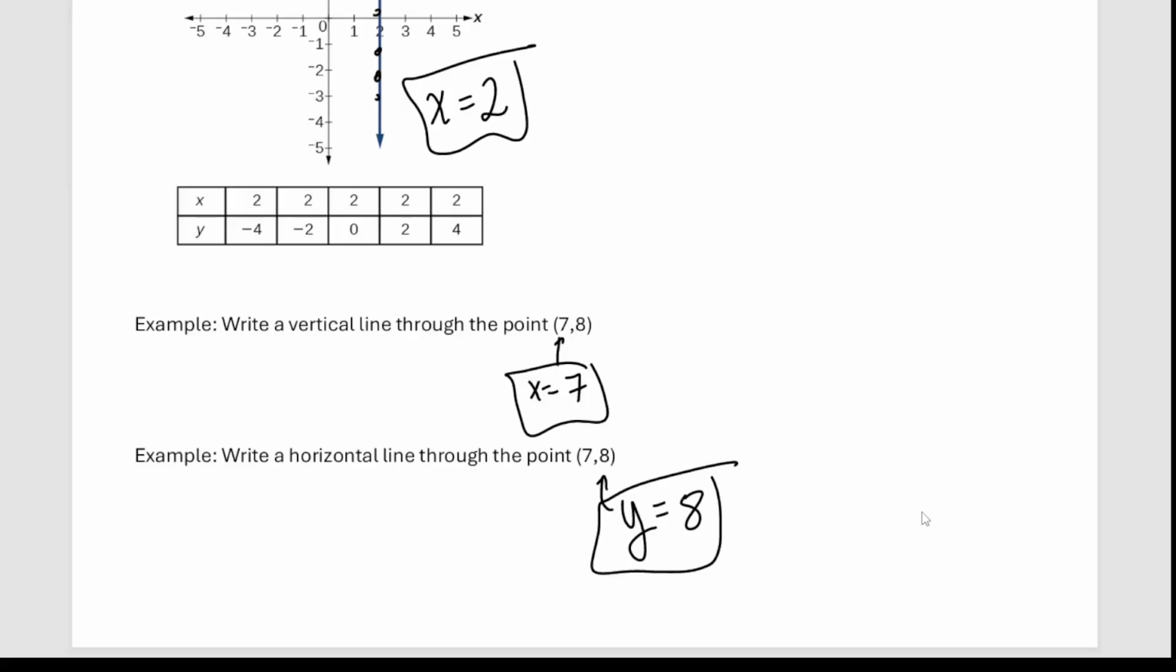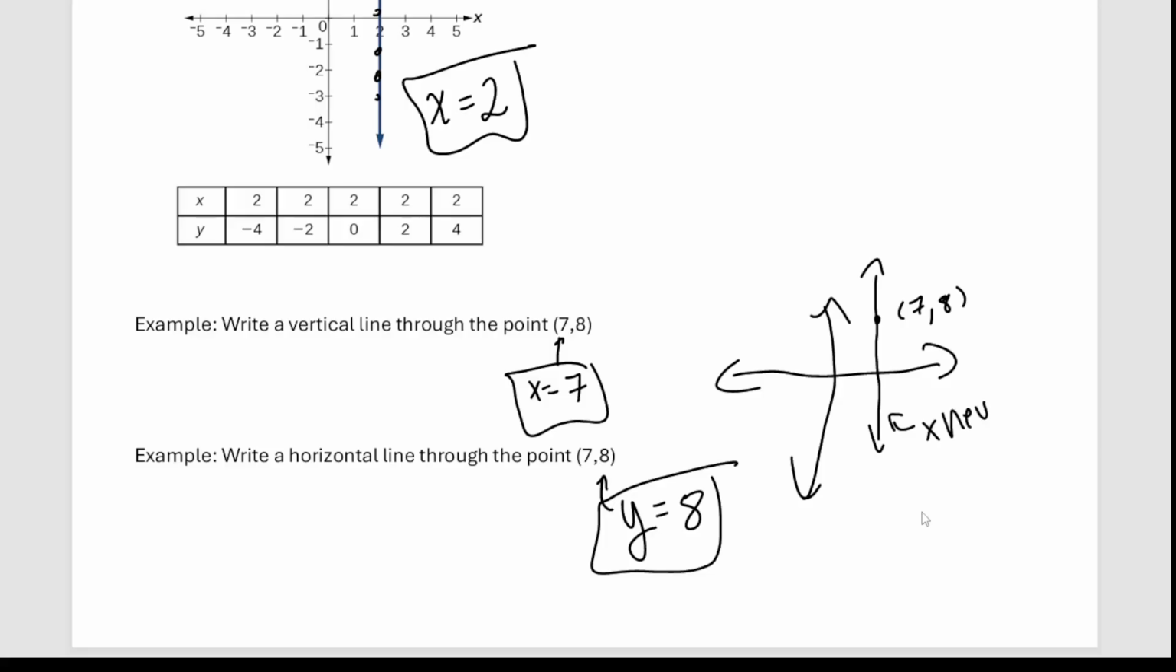The biggest thing about that is that you're going to be tempted to sometimes draw it the other way around, so I would always make a sketch for yourself. If we have the point 7, 8, if I have a vertical line, that means that the x never changed. So that's just always something good to keep in mind.